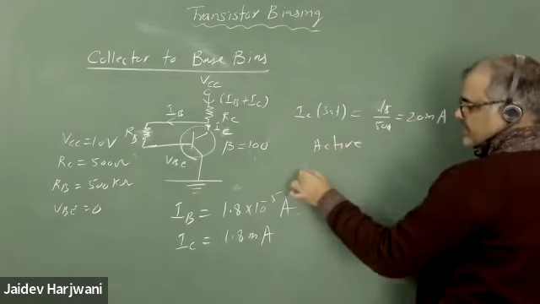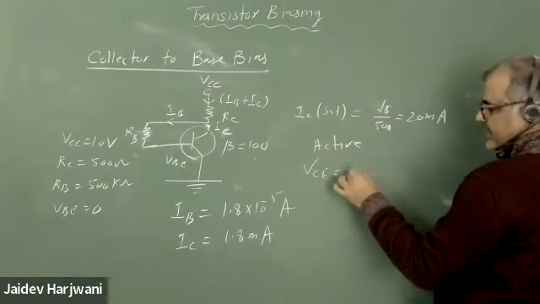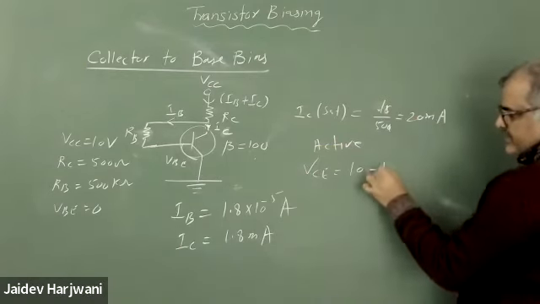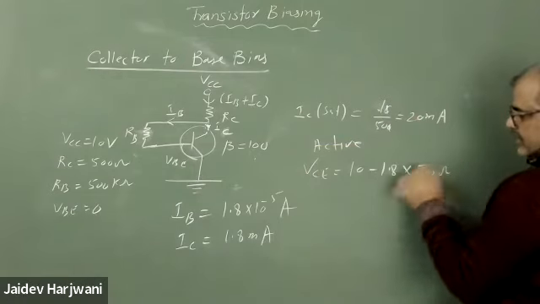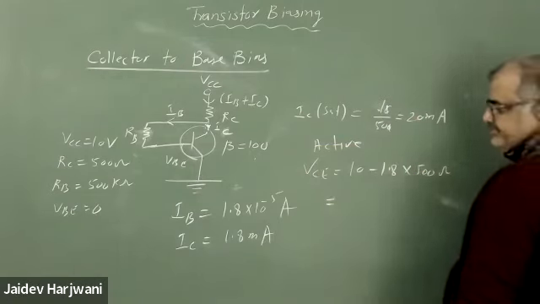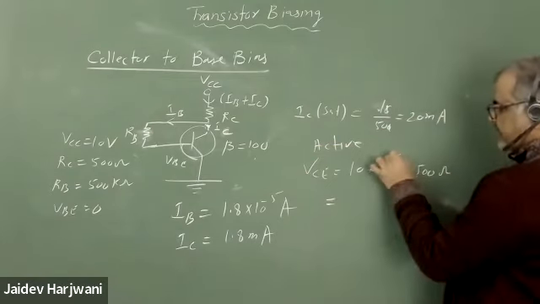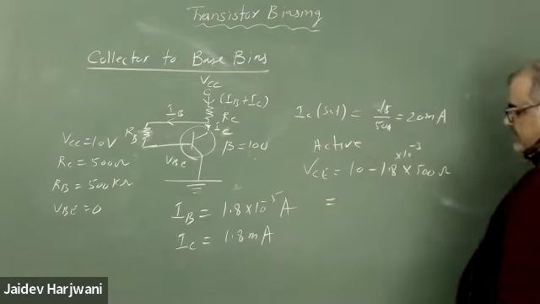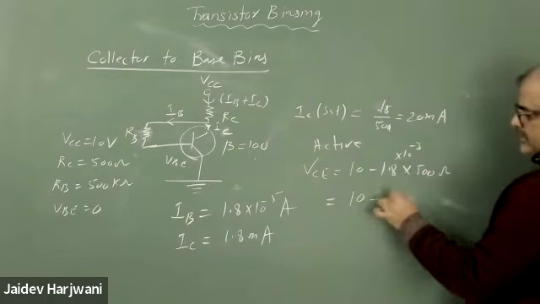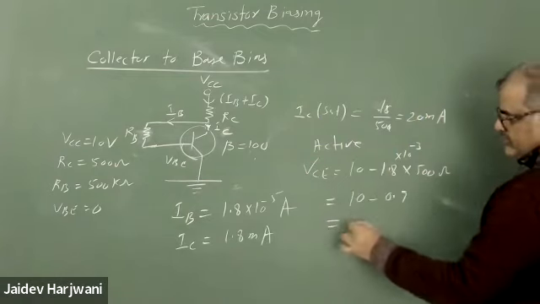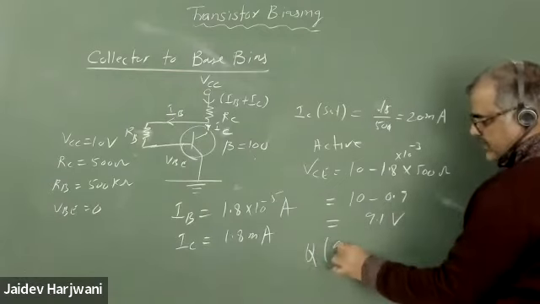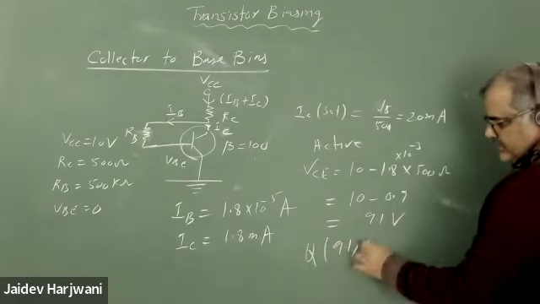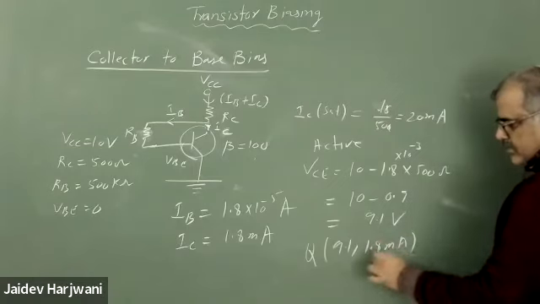And VCE, VC will be 10 minus IC RC, 1.8 milliampere into RC, which is 500 ohm, so 0.9. So this should come 9.1 volt. So your operating point will be 9.1 volt, IC is 1.8 milliampere.